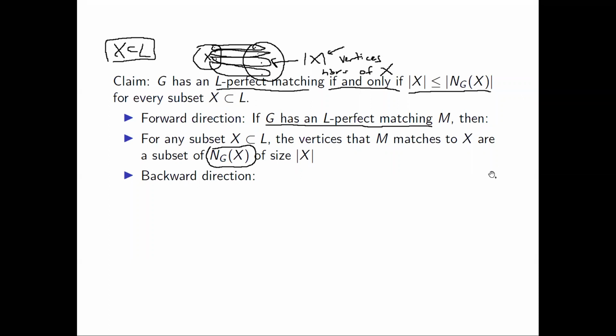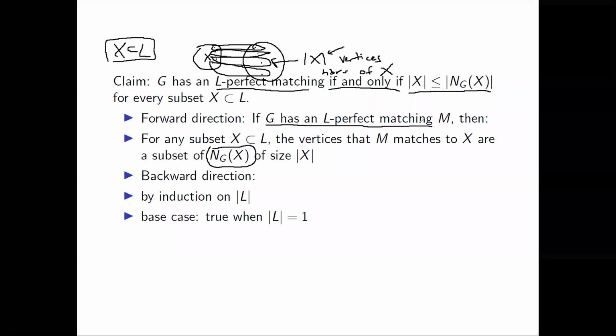And the backward direction, we're going to prove that with induction. So to prove it by induction, we're going to have to do a base case and an inductive step. And the induction is going to be on the cardinality of the left side of our bipartite graph, so the cardinality of L. So the base case, we check it when the cardinality of L is 1. So we want to see, is there some matching of our bipartite graph when the part on the left has size 1?